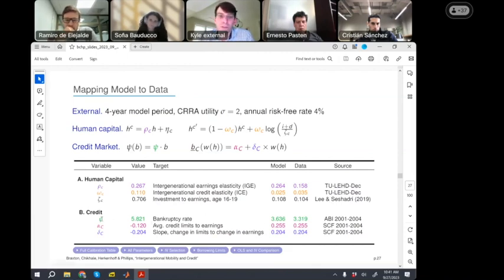What we're going to play with in the counterfactual is we're going to move psi around, and we're going to move credit access around, alpha C and delta C. We're not going to alter the persistence of earnings. We're not going to alter these intergenerational parameters. Our estimates are in line with the existing literature, very in line with Lee and Seshadri, although our share on income is a little bit lower than what people typically find in the literature.